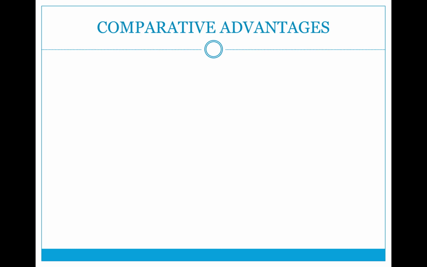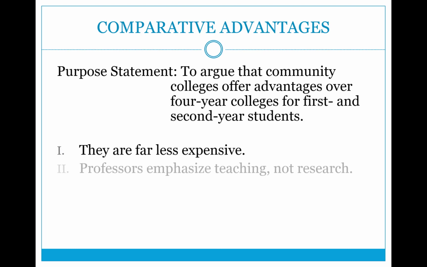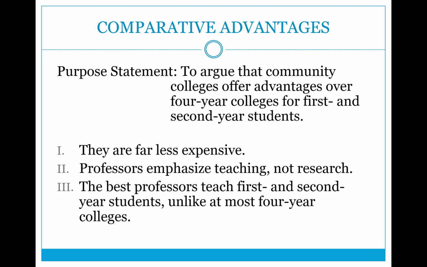You're comparing the advantages and maybe disadvantages of something, or two things, or more than two things. So if, for example, I'm arguing that community colleges offer advantages over four-year colleges for first and second year students, I'm then going to give a comparative advantage of community colleges versus four-year colleges. Number one, they're less expensive. Number two, the professors emphasize teaching and not research. And number three, the best professors teach first and second year students, unlike at most four-year colleges.